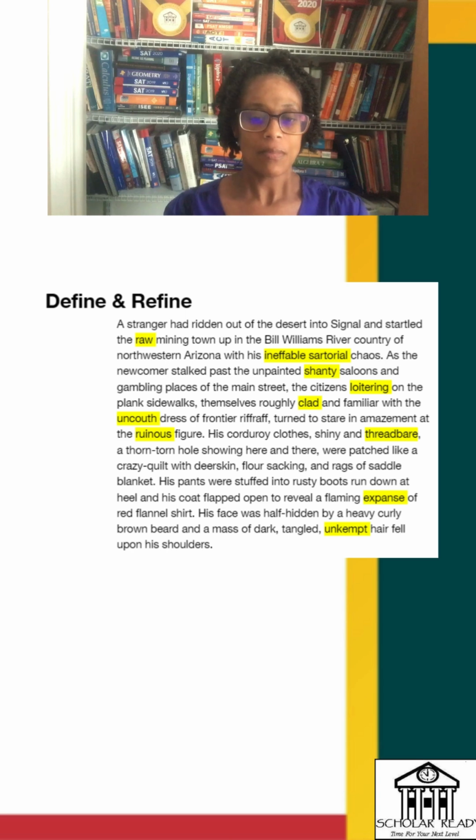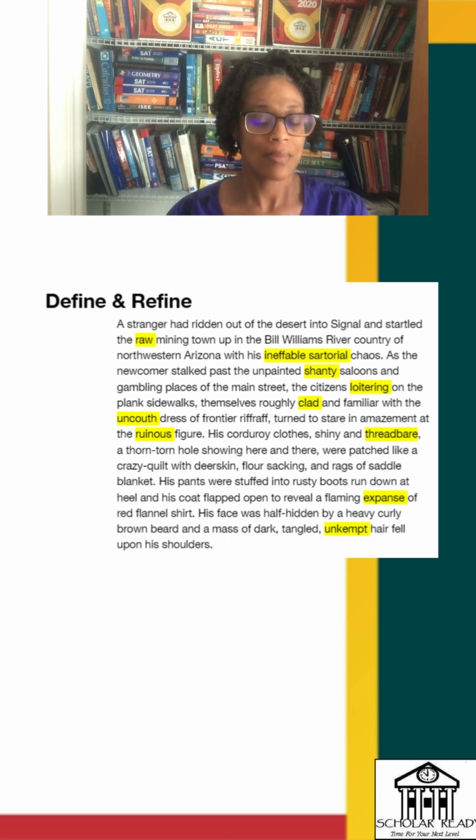River country of northwestern Arizona with his ineffable sartorial chaos. So let's take some time to define and refine that. Ineffable means we can't even describe, we can't even put into words what's going on. It's just beyond words. We have no words to describe something. And what we're trying to describe is this sartorial chaos. Sartorial has to do with how someone dresses and their style. So we have this stranger who has this way of dress that's so chaotic, it can't even be put into words.